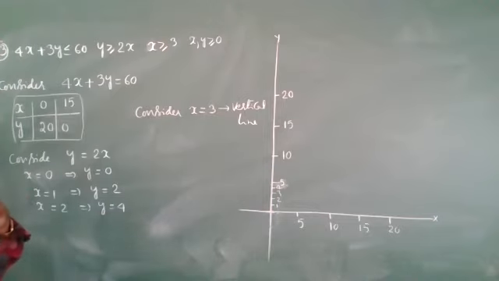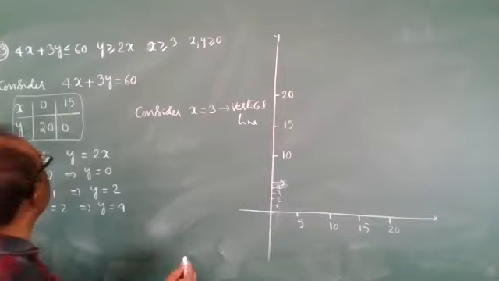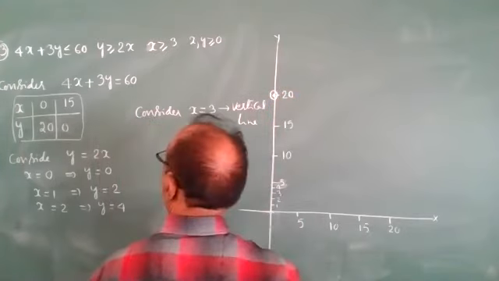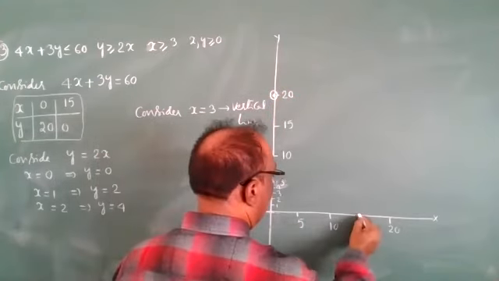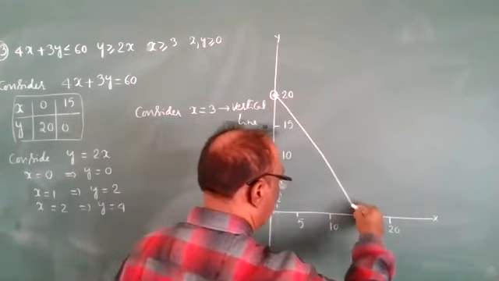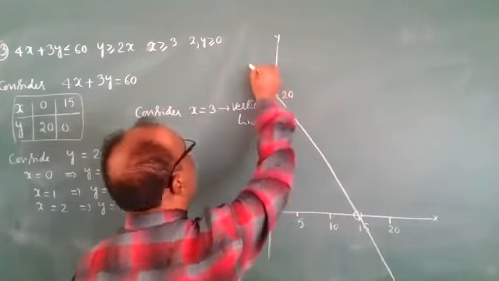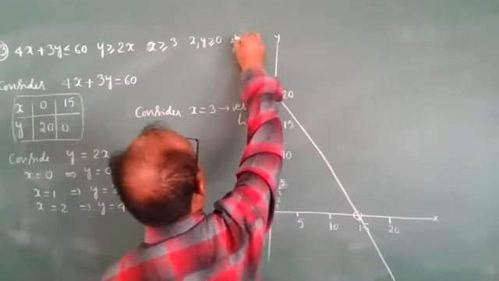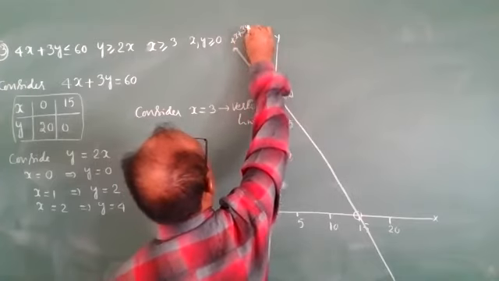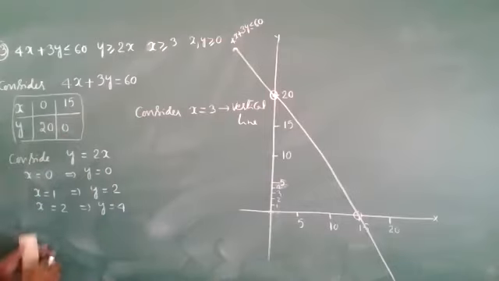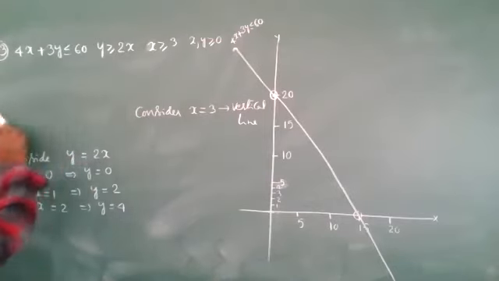What are the given points? First x is 0, y is 20, and y is 0, x is 15. Join these 2 points. Now write down this line equation. What is the line equation? 4x plus 3y is less than or equal to 60. One table is completed.